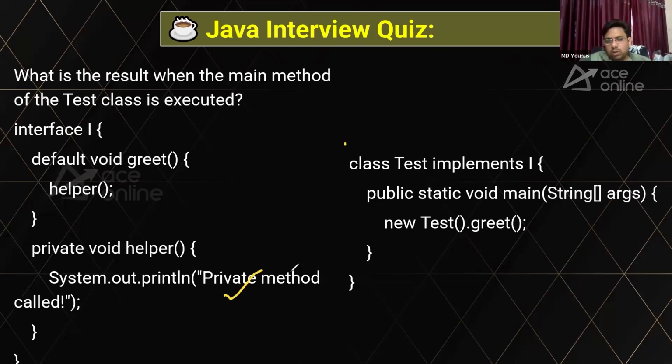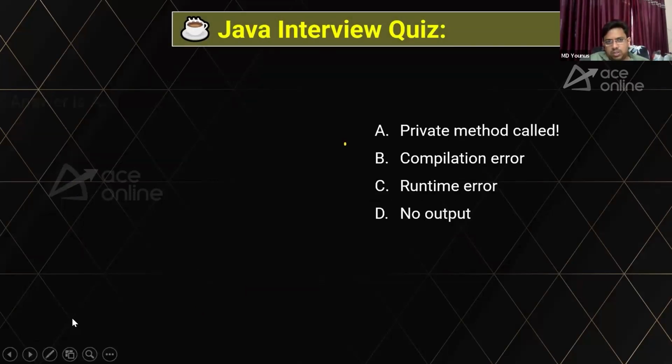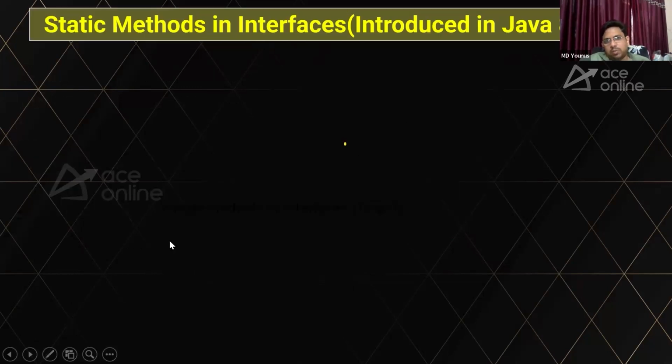Yeshwant, is this clear for you now? That how this private method called is getting printed? Okay, that's nice. Thank you for your question, Yeshwant. Now, with this, let's get into static methods.